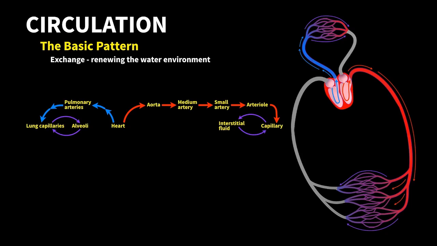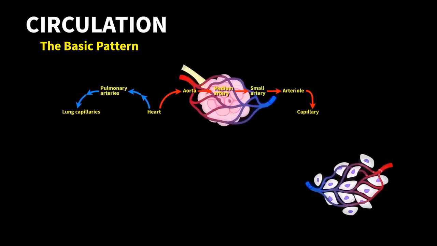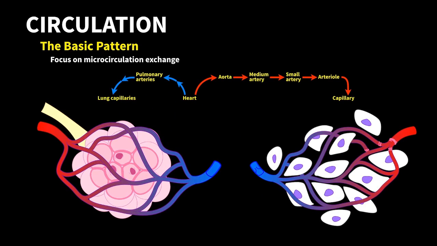These exchanges involve a variety of different molecules that move through the thin capillary walls between the blood and the air spaces of the lungs, and between the blood and the interstitial fluid that bathes all the body cells. This exchange renews the water environment that surrounds the body cells. Let's examine this microcirculatory exchange in more detail by noting the exchanges that occur with oxygen and carbon dioxide.